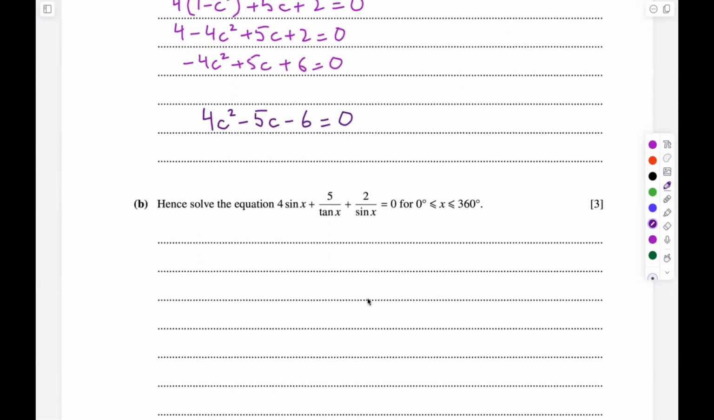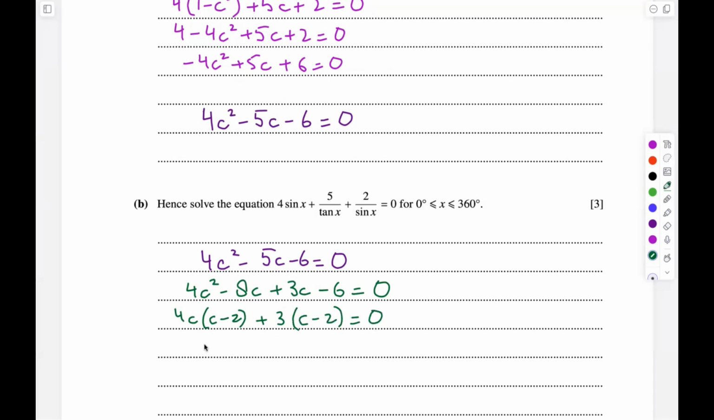In part B, it says, hence solve the equation 4 sin x plus 5 upon tan x plus 2 upon sin x equals 0 for 0 to 360. So in the first step, we already have converted this to cos form, which is 4 cos squared minus 5 cos minus 6 equals 0. Applying middle term breaking, we have to get minus 24 and minus 5. So we'll use minus 8 cos plus 3 cos. Taking 4 cos common, we'll get cos minus 2, and taking 3 common, we'll get cos minus 2 equals 0. Simplifying, we'll get cos minus 2 and 4 cos plus 3 equals 0.